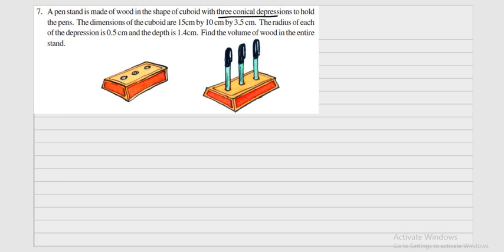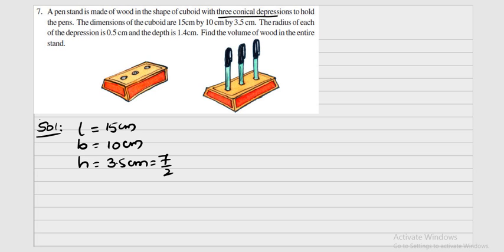That means after removing those depressions, after removing all those 3 conical holes, what will be the volume of the remaining wood stand, right? So let us see this. First of all, what are the things that are given? About the cuboid, the length is given as 15 centimeters, the breadth is given as 10 centimeters, and the height is given as 3.5 centimeters. This 3.5 centimeters I can write as 7/2 centimeters. So these all are related to the cuboid.